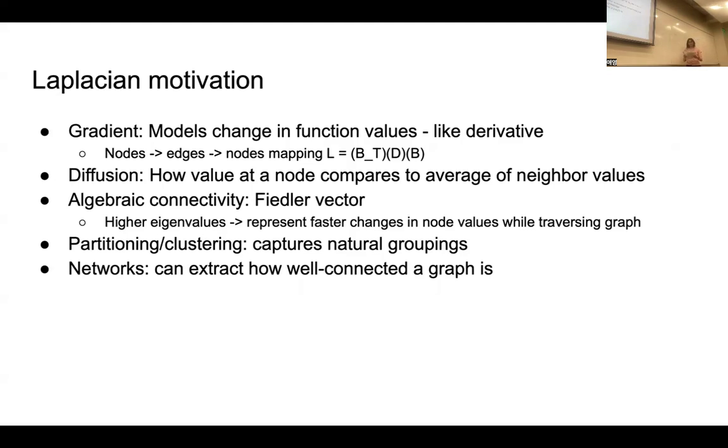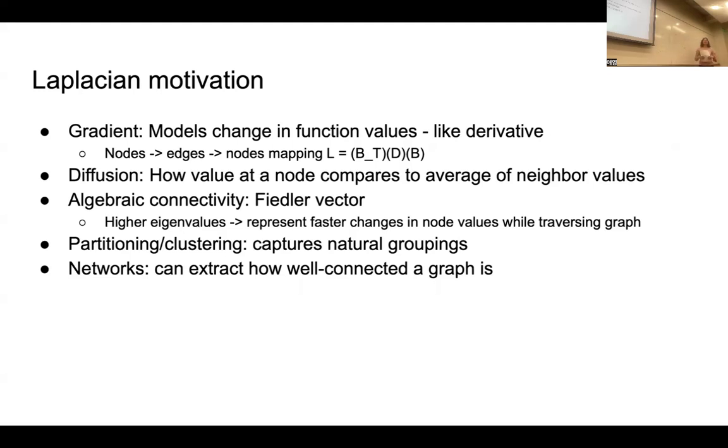So I'll go over some motivations for the Laplacian. One of the motivations is that it kind of represents a derivative, in that you can measure the changes in function values based on a node and its neighboring nodes. And this is because the Laplacian is also equal to B transpose B, where B is the incidence matrix.